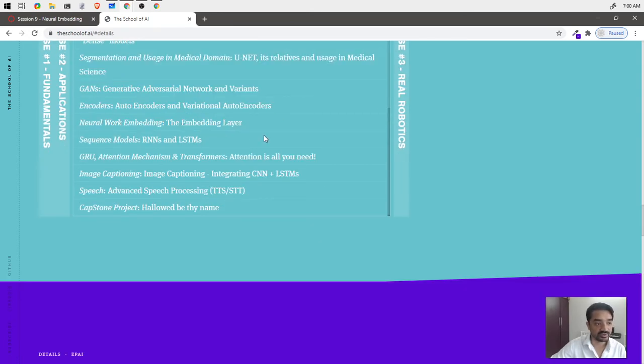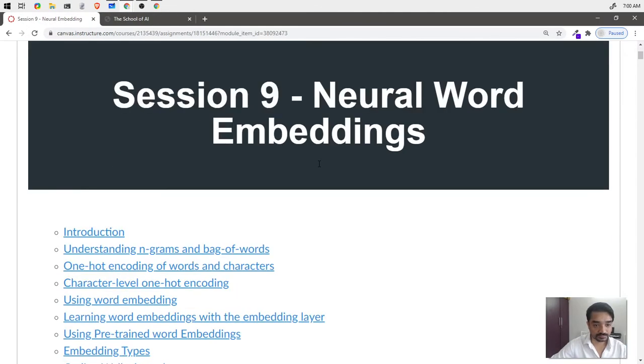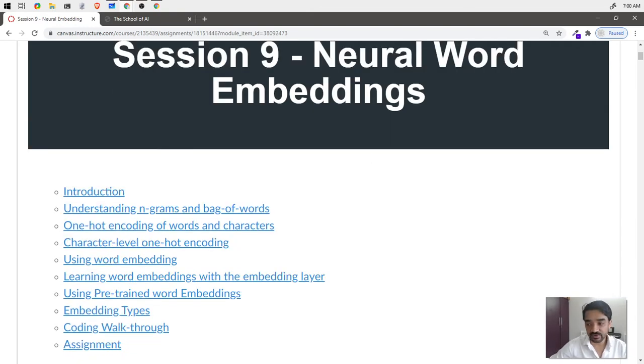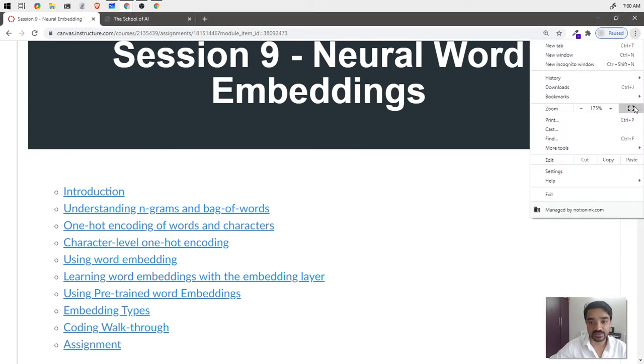And right now we're going to start from neural word embedding and the embedding layer. Okay, so today's session is neural word embeddings, and it is a very important session because this is going to form the basis of nearly all the NLP you are going to do.